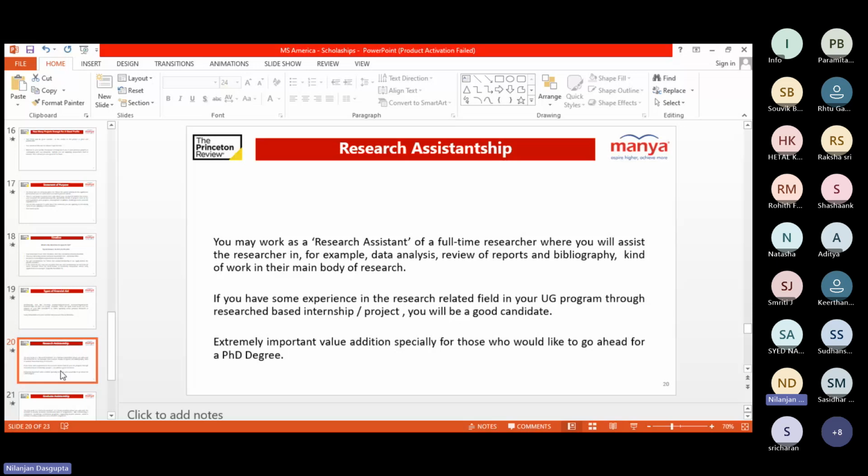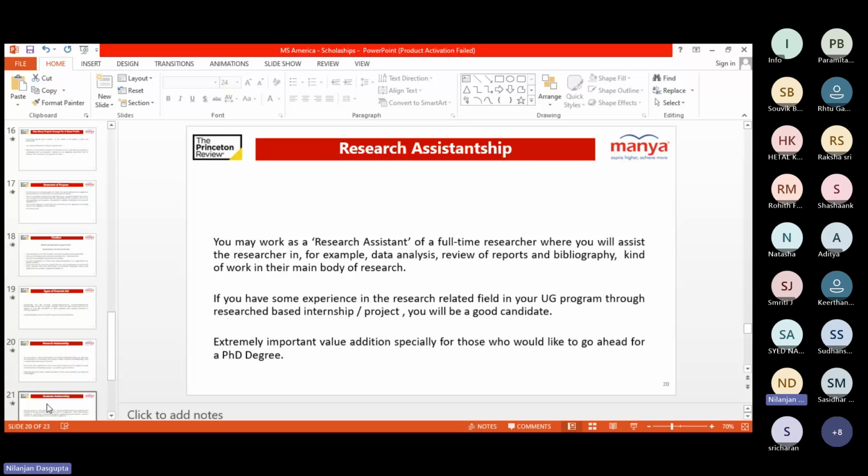And this is also very important for those who will be continuing for their PhD program in the near future. You can actually mention on your PhD application CV that you have been awarded a research assistantship when you were an MS student. Graduate assistantship.